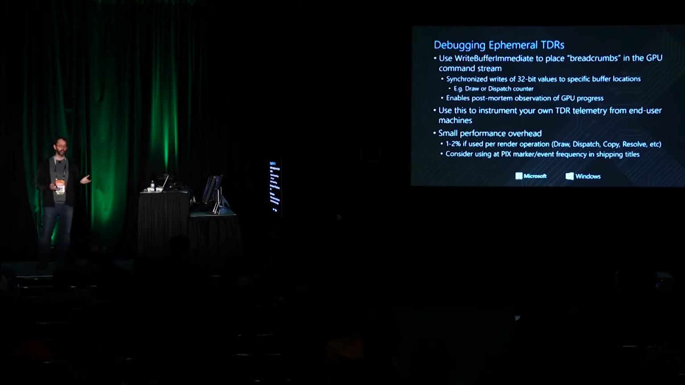It's not 100% free, but it's not super expensive either. We found in our experimentation, at least on most discrete devices in our runs, we're seeing about a 1 to 2% performance overhead if we issue write buffer immediate with a single 32-bit value on every draw, dispatch, resolve, copy, any rendering type operation. This is, while not negligible, probably acceptable if you have a machine that's being used for debugging, or if you have a customer machine that you want to enable it on, because on that machine, there's a history of some trouble. Otherwise, what you could do is turn it on all the time, but just drop the frequency with which you call write buffer immediate, doing it for every N draws, or doing it per PIX marker or some other particular API, such as resource barrier.